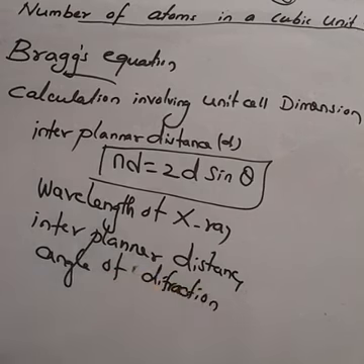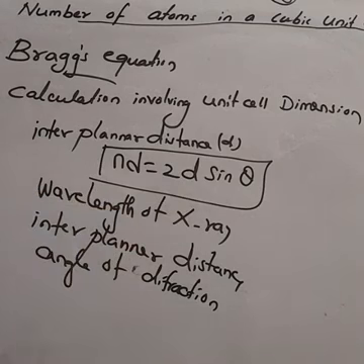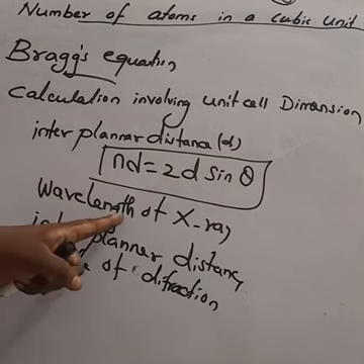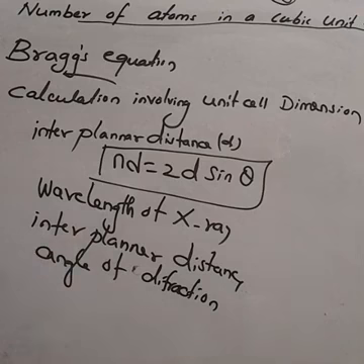What is the formula here? n lambda is equal to 2d sin theta. What is lambda? Lambda means the wavelength of X-rays. What is n? It is the order of diffraction.